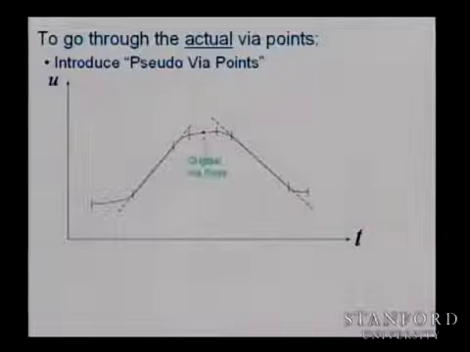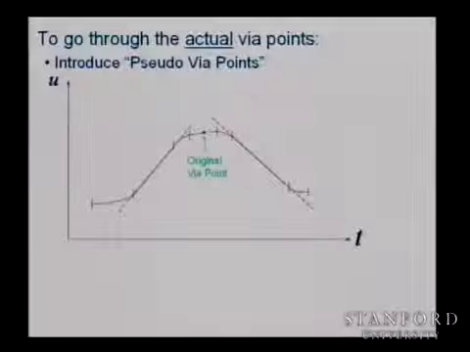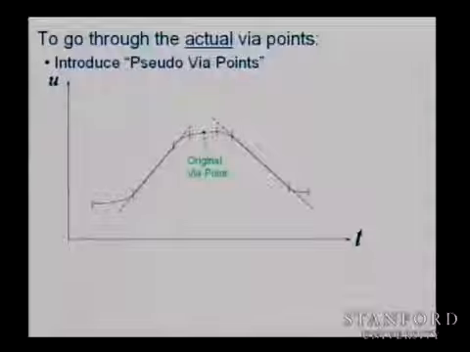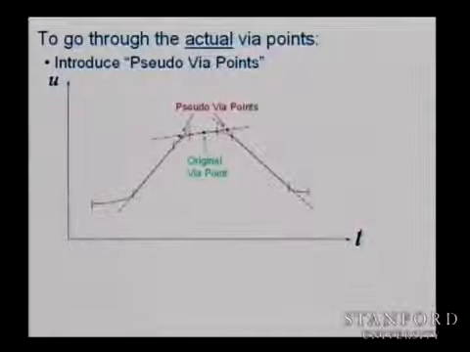So it's not that important, but if we do want to go through them, then we have several mechanisms. We can introduce pseudo via points. So here is the original via point that we want to go to. We can introduce on both sides, at a small distance, 2 pseudo via points and do the planning for that. And then the straight line will go through the via point if we plan it the right way, okay? If they're close enough.